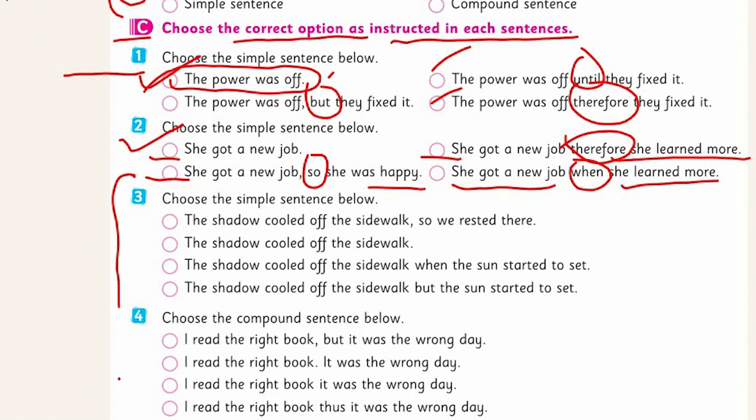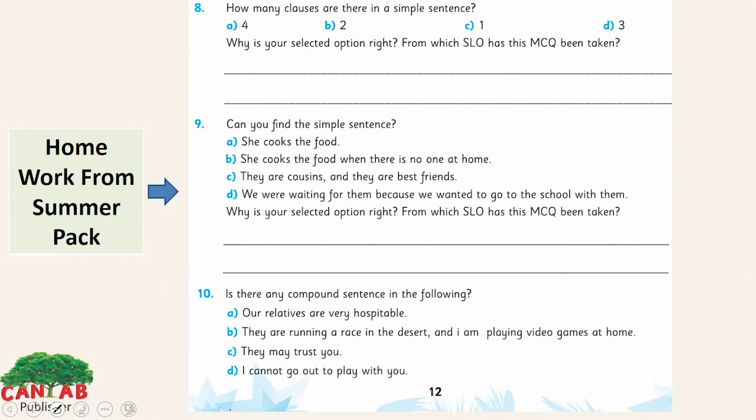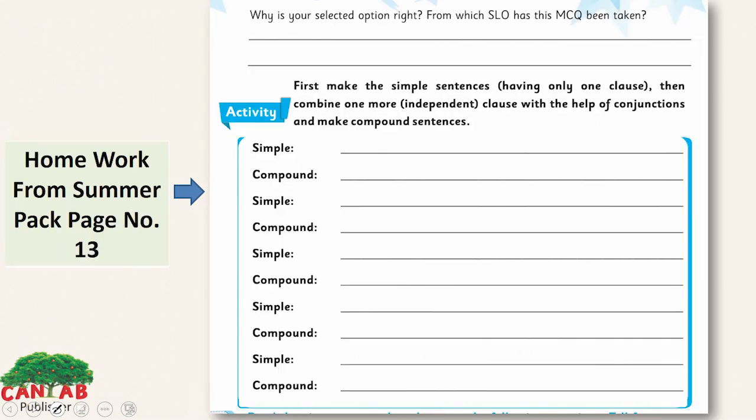The third and fourth one, I want you to do it yourself. This is your home task from textbook page number 19. You have to identify the compound and the simple sentences here. Just write it in an abbreviation form when you identify it. This is the page from unit number 2. This is your homework from summer pack, page number 12. This is also your homework from summer pack, page number 13 here. And we have an activity of simple and compound sentences.